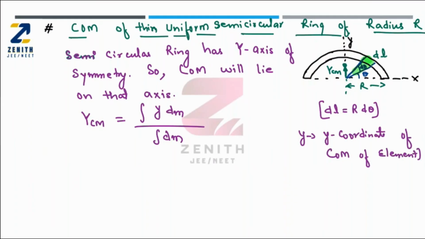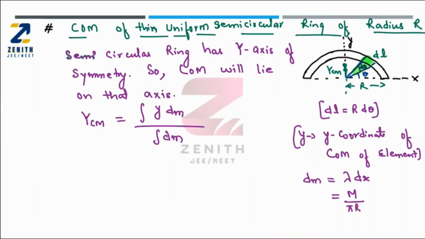Whatever small element you have taken, what will be the y coordinate of this particular element? Now you have to calculate the dm mass. How to write the dm mass? Lambda into dx. What is this lambda? Lambda is nothing but the mass density only. So if this complete semicircular ring has a mass m, what will be the length? The complete ring has 2 pi r, so for this half, the semicircular ring, the length will be pi into r.